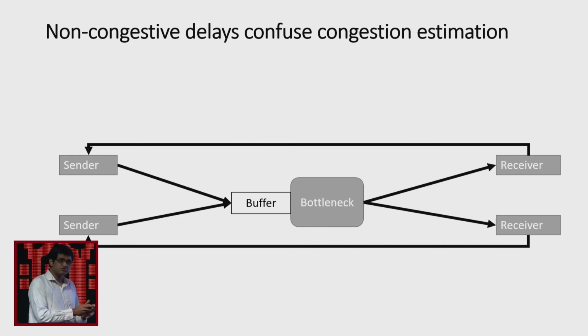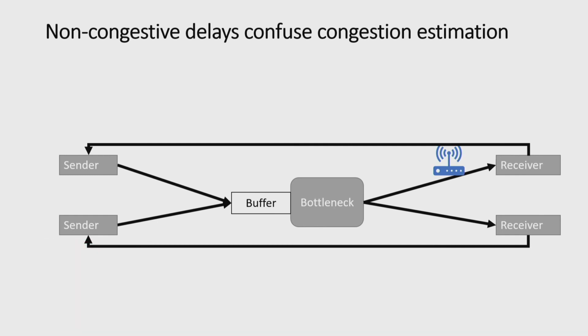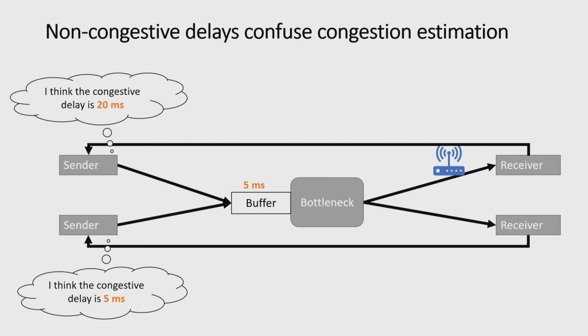When we have two flows sharing a common bottleneck, but say one of them is using Wi-Fi and the other is using Ethernet. Now, the buffer has just 5 milliseconds of congestive delay, that's the bottleneck. But because the two flows see different non-congestive delay, they're going to estimate the congestive component differently. And since they estimate the congestion differently, they're going to send at different rates, and therefore have unfairness.